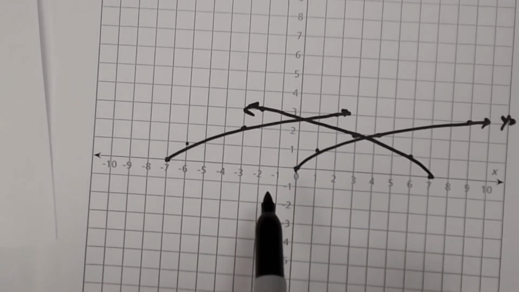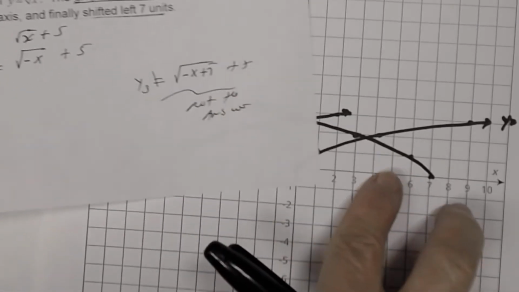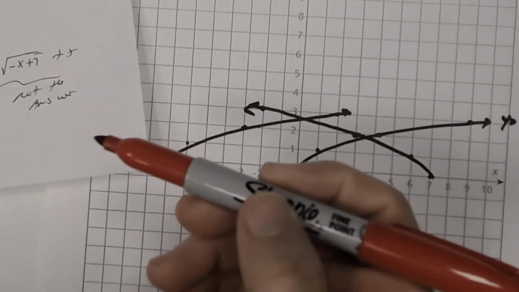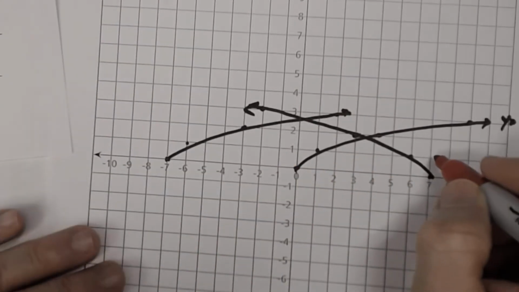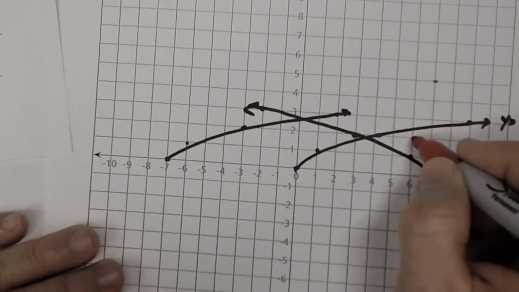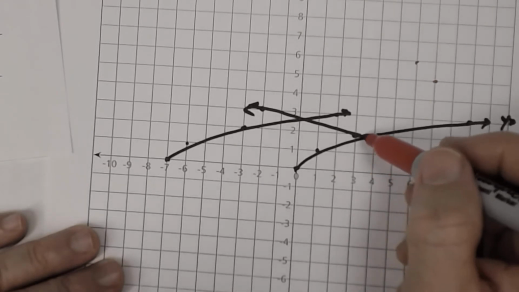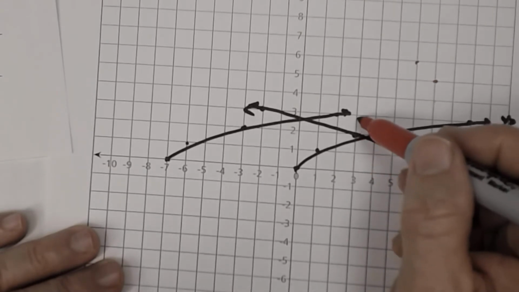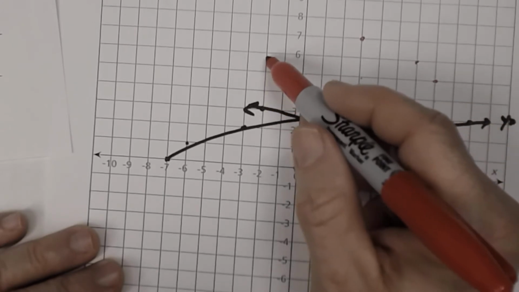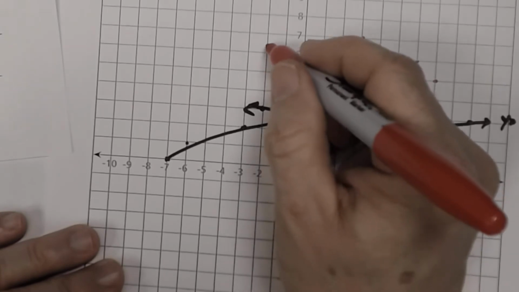Then we always do the vertical translation last. So this says I take what I just did and move it up 5 units, and that's going to be the final graph of that one. So if I move it up 5 units, I get 1, 2, 3, 4, 5. Maybe I need to find that point right here. And then finally this one, 1, 2, 3, 4, 5.